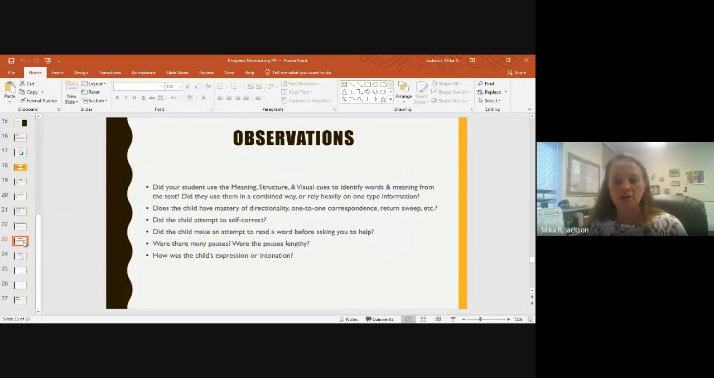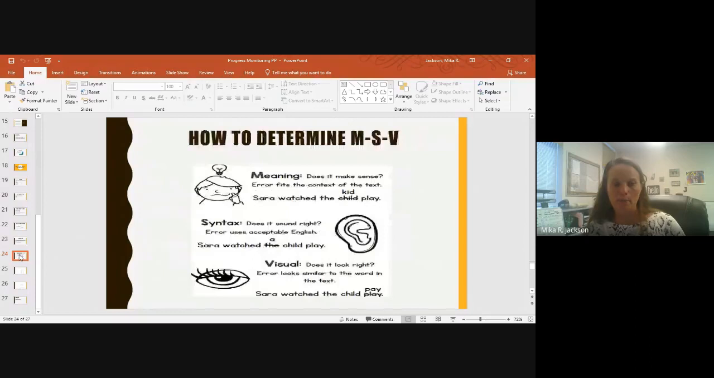So meaning, structure, and visual cues. You need to be able to look and see, were they reading for meaning, structure, visual? Notice if your kid was self-correcting a lot. Notice if they were using their finger, if they could follow and track their lines. So you want to make sure you have those observations about your kids' reading.